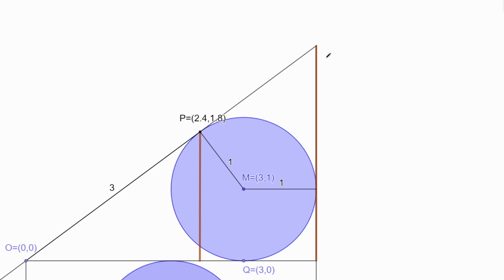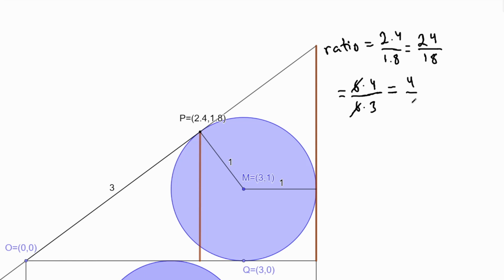And we can actually calculate this ratio pretty simply. So this ratio that we're after is equal to 2.4 divided by 1.8. And we can multiply both of these by 10 to get 24 divided by 18. And we can simplify this a bit by factoring both the numerator and denominator. So we get 6 times 4 divided by 6 times 3. Cancel out the 6's and we're left with 4 divided by 3. And this is then the ratio between this base length and this height that we were after originally.